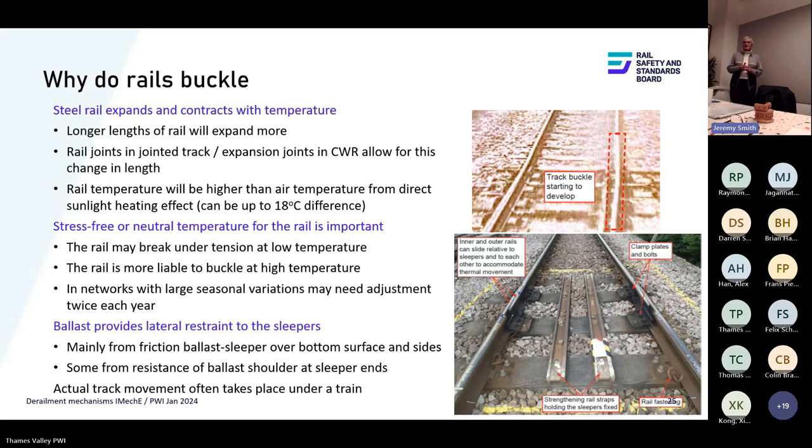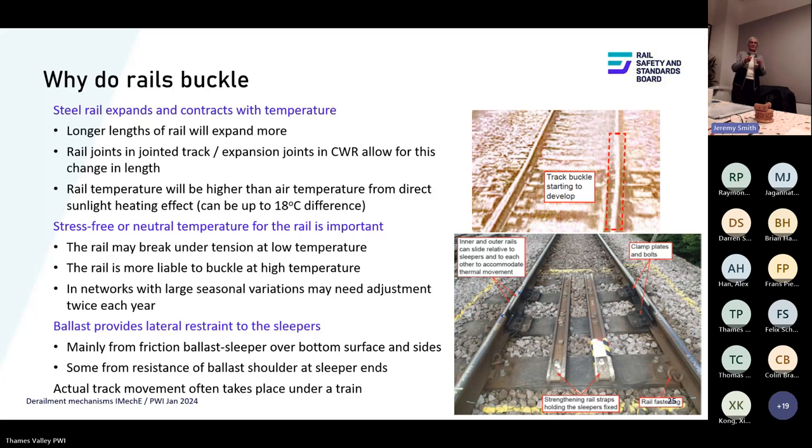And ballast restraint is a really interesting one. Ballast, of course, restrains the sleepers. That's the main thing that stops the sleepers from moving sideways. But it isn't, as most people might think, the pile of ballast at the sleeper end that does most of the job. That does about a third of the job. The rest of the job is done by the sleeper sliding through the ballast.